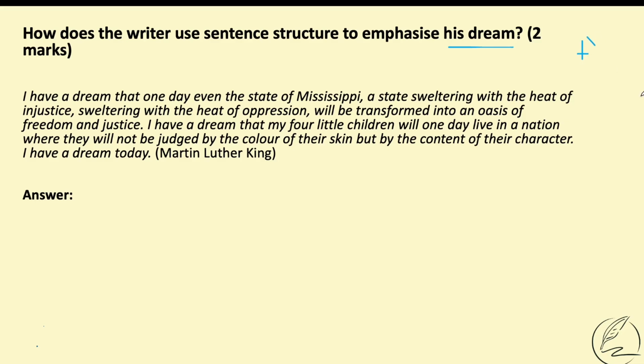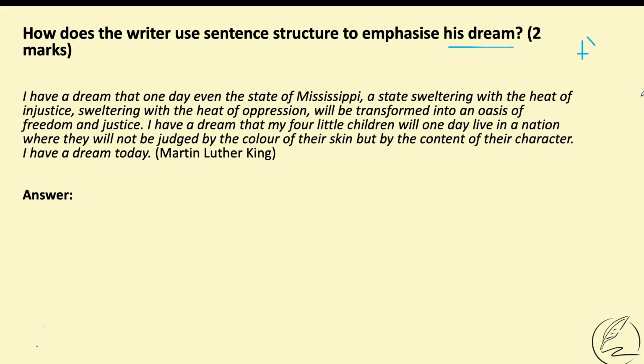I have a dream that one day, even the state of Mississippi, a state sweltering with the heat of injustice, sweltering with the heat of oppression, will be transformed into an oasis of freedom and justice. I have a dream that my 4 little children will one day live in a nation where they will not be judged by the colour of their skin, but by the content of their character. I have a dream today.